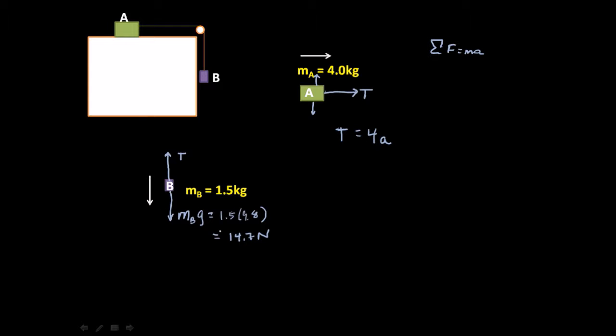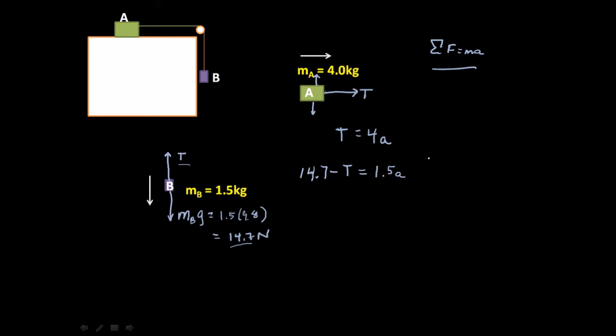With down as the positive direction, the weight is positive and the tension is negative. And so we're going to get 14.7 minus T, technically plus negative T, is equal to mass times acceleration. But wait a second, the mass is 1.5 kilograms, and then times the acceleration. Sum of the forces, positive force plus negative force, equals mass times acceleration. Newton's second law. Now we have two equations in two unknowns, and they're the same two unknowns.